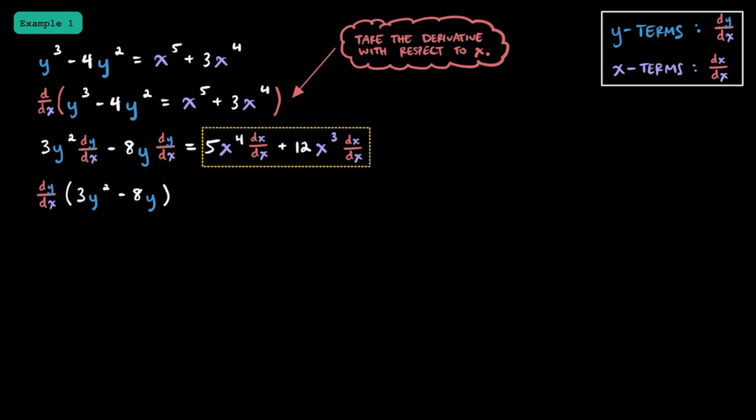Now let's see if we can clean up the right side a little bit. Since these dx dx's are just equal to 1, we don't need to write them since anything times 1 stays the same. Simplifying this, we get 5x to the 4th power plus 12x to the 3rd power.